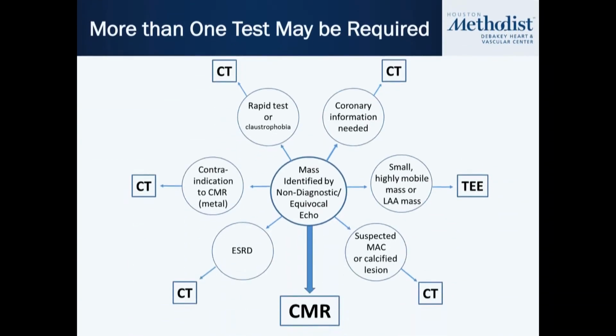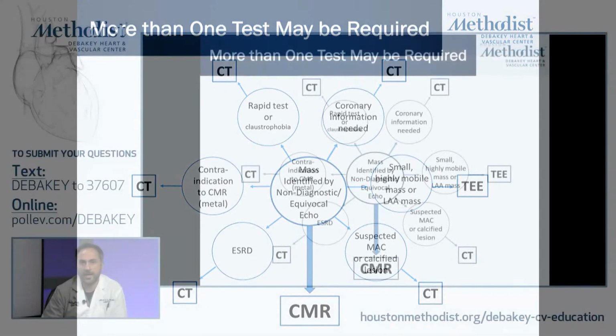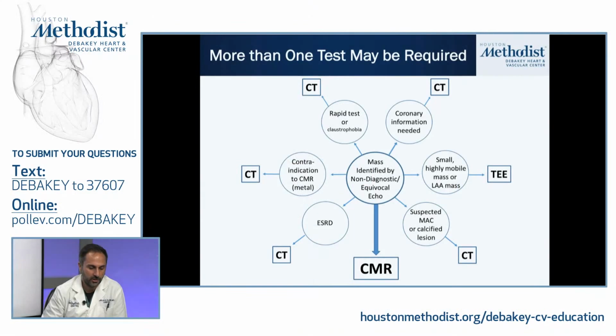Very frequently more than one test may be required. So MRI, yes, it is very powerful, but it has its own contraindications. If you have someone who is claustrophobic or someone who has metal, maybe you want to go with CT. If you want to get coronary information at the same time because you're planning surgery, coronary CT. If you have, as I mentioned earlier, a small, highly mobile mass, TEE might be better because of the better temporal resolution. If you have suspected calcifications, CT might be better.